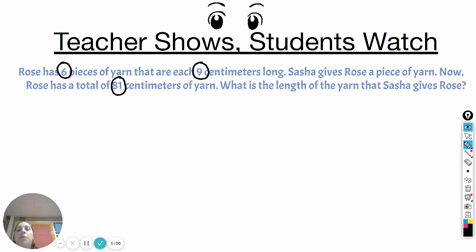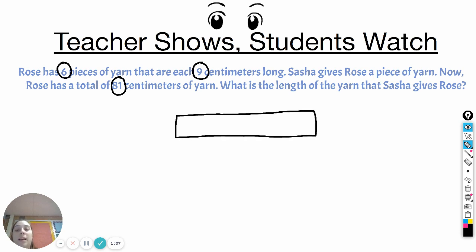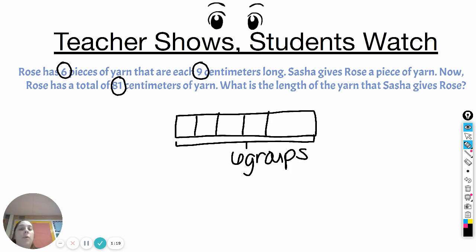So first, let's start with what Rose has already. She has 6 pieces of yarn, so I'm going to make a tape diagram that has 6 groups. 1, 2, 3, 4, 5, 6. Double check. 1, 2, 3, 4, 5, 6. So there's the 6 pieces of yarn. It says each piece is 9 centimeters long, so each one of these pieces will be 9 centimeters.